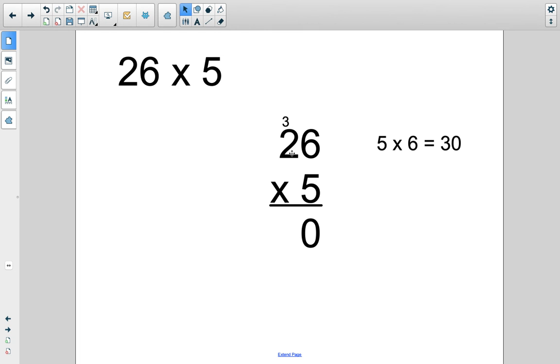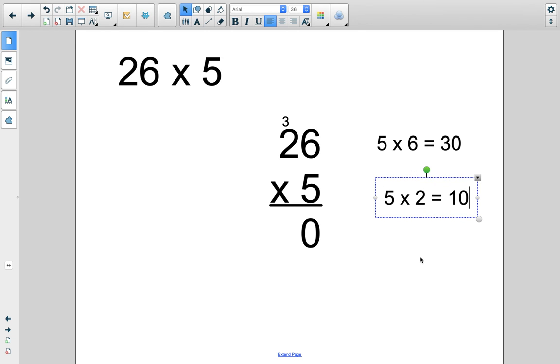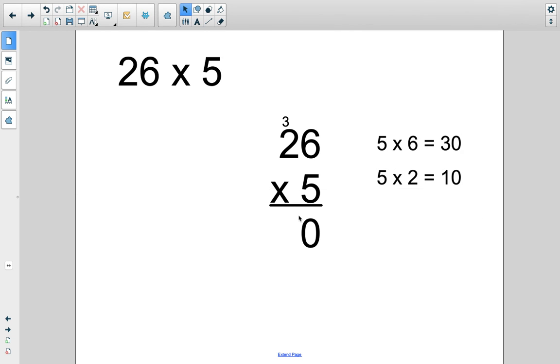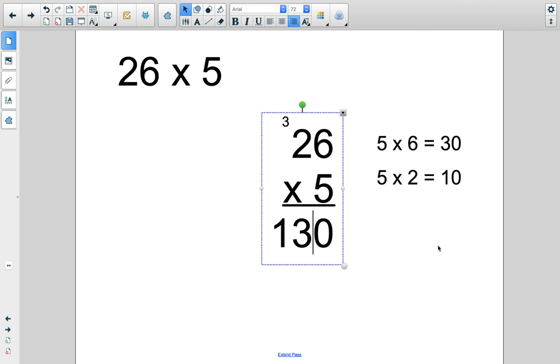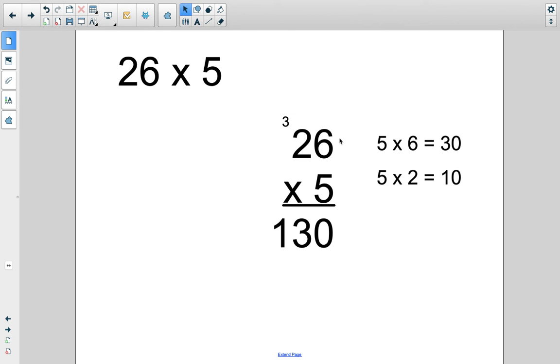Now I'm going to go 5 times 2. All right, and we know that 5 times 2 equals 10. So now I can put my 10 in here, except I have to add this 3, right? So it's actually going to be 130. All right, so that's basically the steps to doing a 2-digit times 1-digit multiplication algorithm.